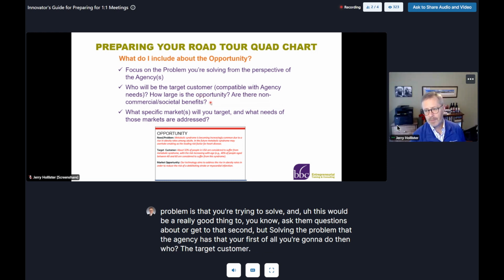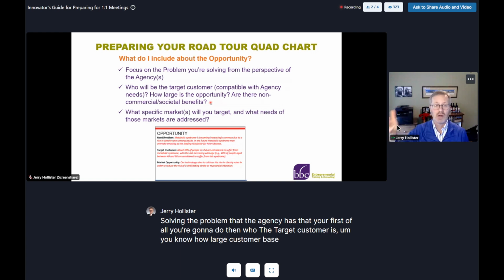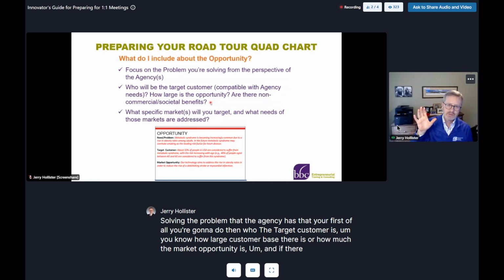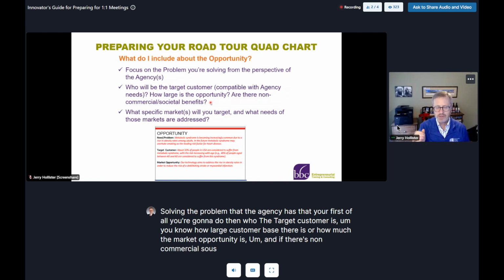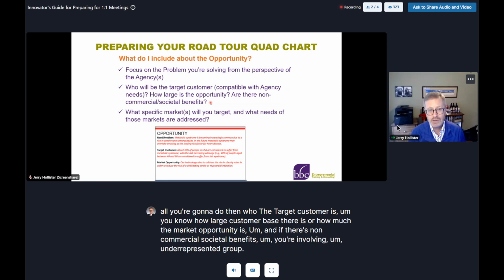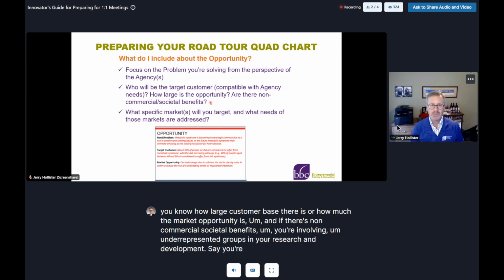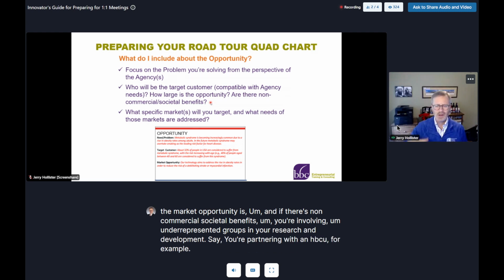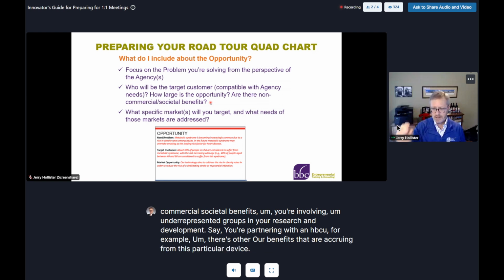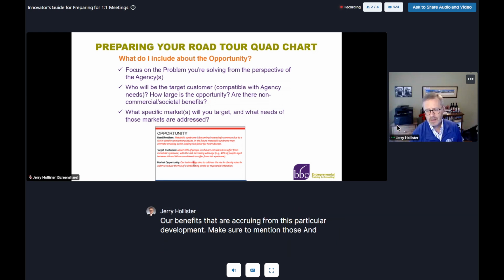then who the target customer is, how large a customer base there is, how much the market opportunity is, and if there's non-commercial societal benefits. You're involving underrepresented groups in your research and development. Say you're partnering with an HBCU, for example. There's other benefits that are accruing from this particular development. Make sure to mention those. And then again, how you're going to initially establish traction in your beachhead market.